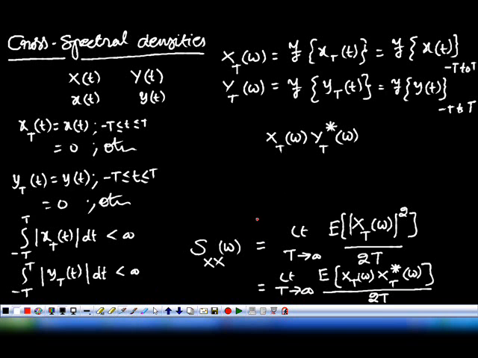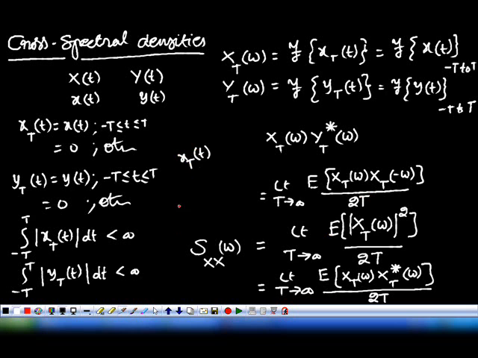And this can also be written as the limit T tends to infinity of the expectation of XT of omega into XT of minus omega by 2T. Is it right? Why? Because if you let this xT of t be real, then XT star of omega will become XT of minus omega. That is the conjugate symmetry property of the Fourier transform.